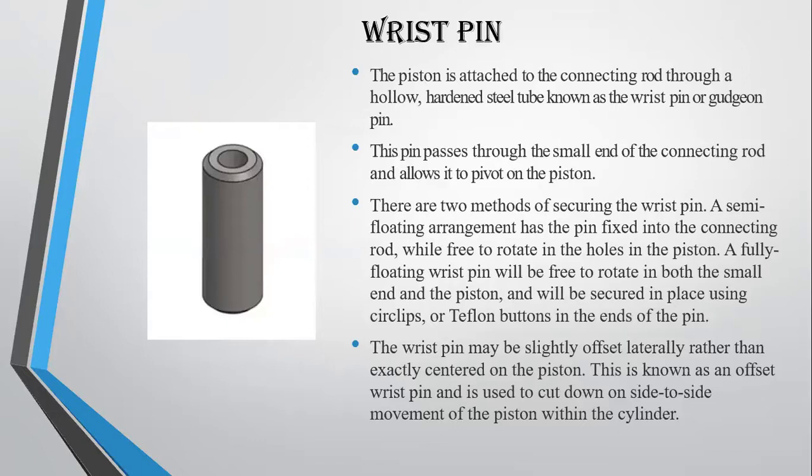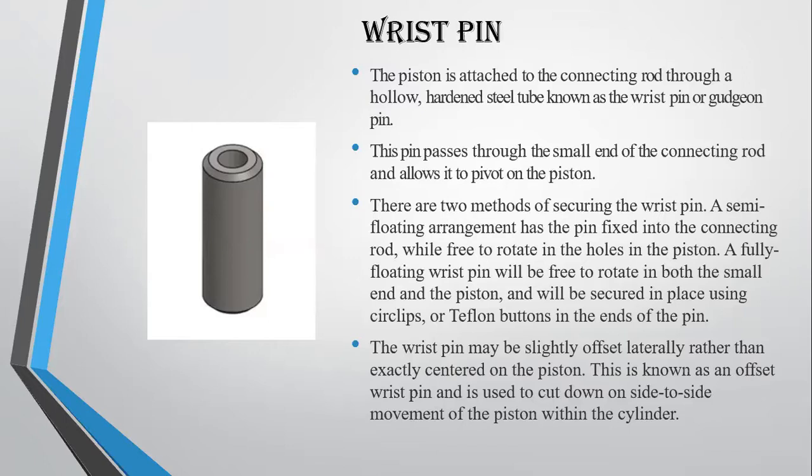Wrist pin: the piston is attached to the connecting rod through a hollow, hardened steel tube known as the wrist pin or gudgeon pin. This pin passes through the small end of the connecting rod and allows it to pivot to the piston. There are two methods of securing the wrist pin. A semi-floating arrangement has the pin fixed into the connecting rod, while free to rotate in the holes in the piston. A fully floating wrist pin will be free to rotate in both the small end and the piston, and it will be secured in place using clips or Teflon buttons at the end of the pin.